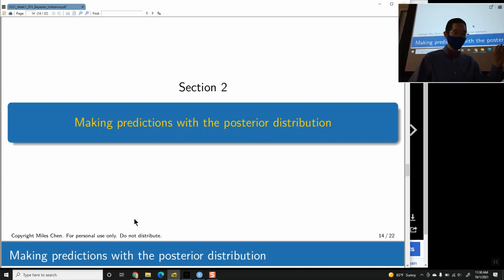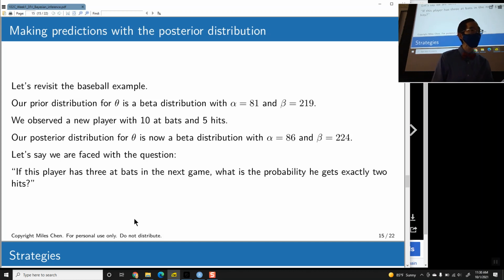So let's talk about getting our posterior distribution and then using that information to make some predictions. Let's go back to our baseball example. We said our prior distribution had alpha equal to 81, beta equal to 219. The new player has 10 at-bats, gets 5 hits. So he gets 5 hits, 5 outs. After we go through the process, for the updated posterior distribution, we add 5 to 81 and we get 86. We add the 5 outs to 219, and we get 224.